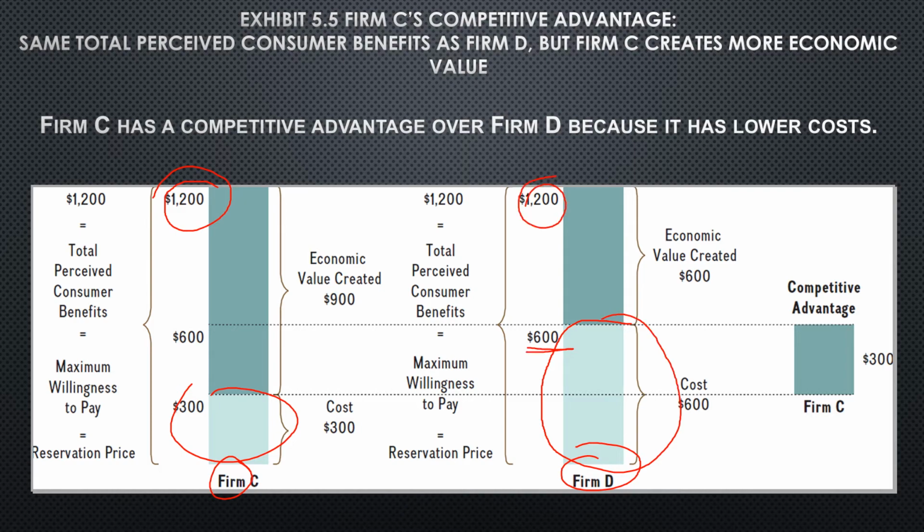Firm C has the competitive advantage because even though they're able to sell their product for the same amount as Firm D, it costs them less to make it. So the competitive advantage of Firm C is that $300 difference between the $600 that it costs Firm D to make the product and the $300 that it costs Firm C to make it.